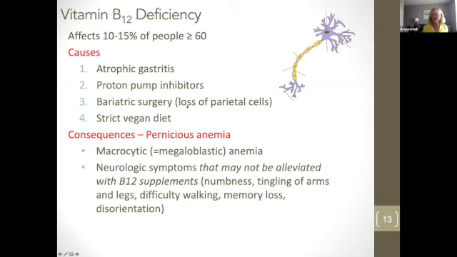One thing we haven't talked about is bariatric surgery. As you know, more and more people that become at risk for morbid obesity have part of the stomach removed as one of their treatments.